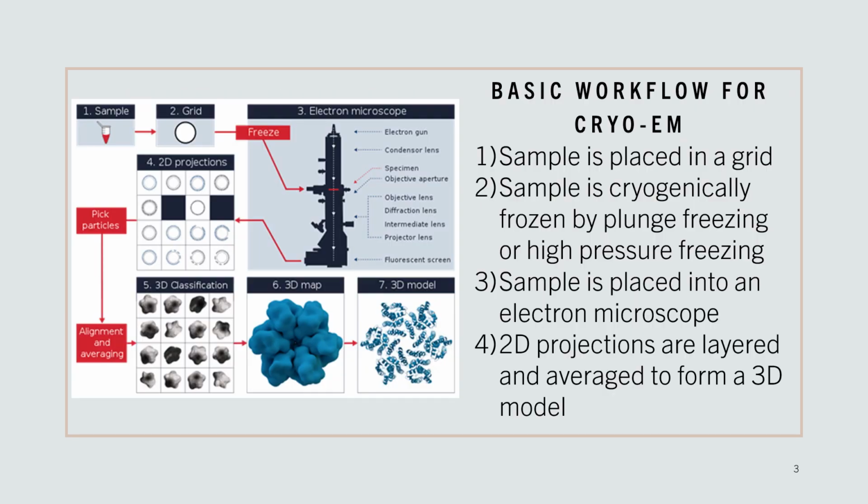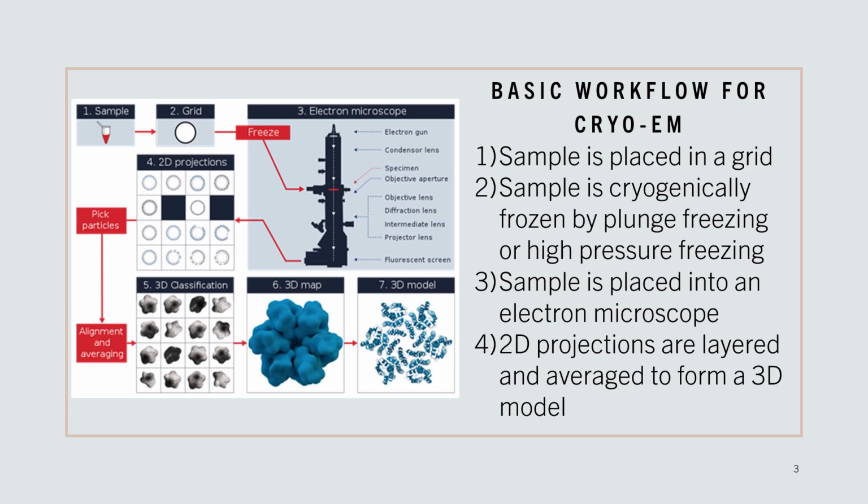Next, let's look at the basic workflow for cryo-EM. The first thing that needs to be done is to put the sample in a grid. The purified sample is placed on a grid usually made of metal like copper or gold and blotted with filter paper. The grid is then either cryogenically frozen by plunge freezing, where it is dunked in liquid ethane that was cooled in liquid nitrogen, which is called cryogen, or it is frozen by high pressure freezing. Smaller samples typically use plunge freezing, whereas larger samples use high pressure freezing.